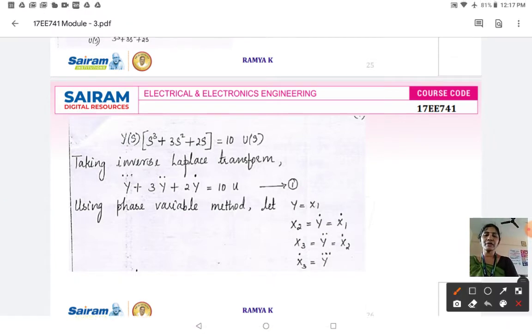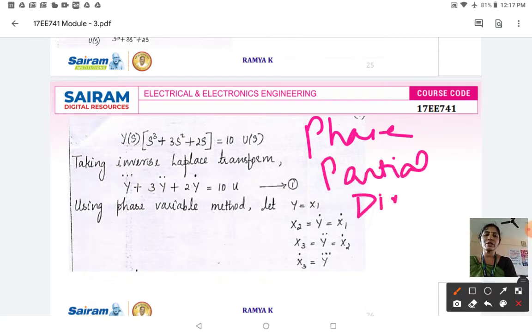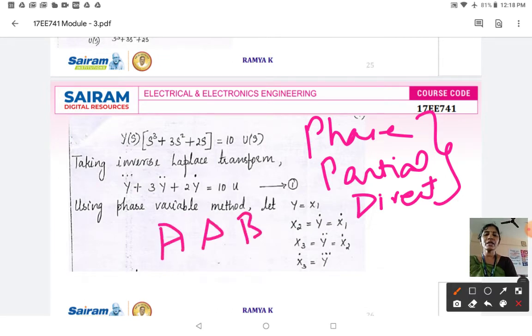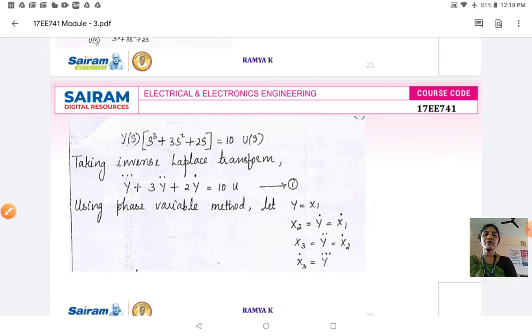For that I need to solve by any one of the methods: either the phase variable method, or the partial fraction method, or the direct decomposition method. All these methods we have done in our first module. Using any one of the methods we can identify the matrices A and B. Here I am going to prefer the phase variable method.